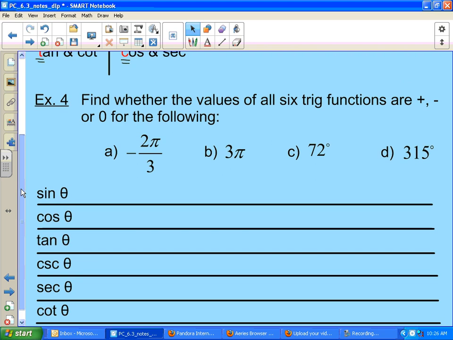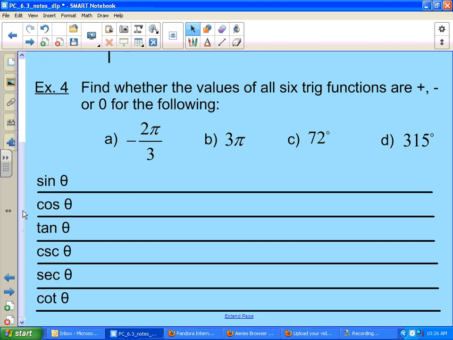Let's see if we can do it. This is going to require you to convert, right? If you're not familiar with your conversion, it's going to tell you to convert your angles so you know where you are. And based on where you are, you're going to answer the question: is it positive, is it negative, or is it maybe even 0?